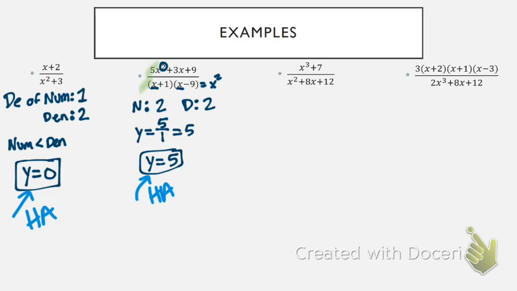The third example, the degree of the numerator is 3, because it's x cubed. The degree of the denominator is 2 because it's x squared. If the degree of the numerator is greater than the degree of the denominator, we have no horizontal asymptote. And again, that's based off the notes. That's a rule. If you graph it, you'd see that there just isn't one.